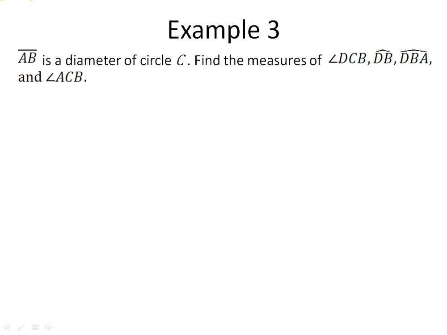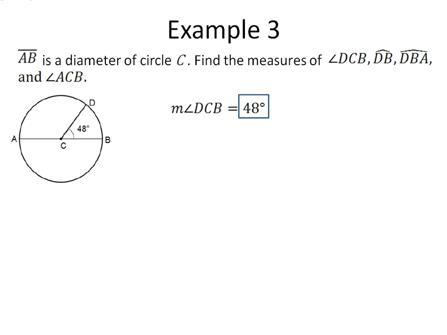Example 3: segment AB is a diameter of circle C. They want us to find the measures of the following angles: angle DCB, arc DB, arc DBA, and angle ACB. So let's take a look and see what we got. Angle DCB, since it's a central angle, has exactly the measure that's indicated on the diagram, which is 48 degrees. Arc DB is the arc that's subtended by angle DCB, so since that's a central angle, it has exactly the same measure as the angle, so this is 48 degrees of arc.